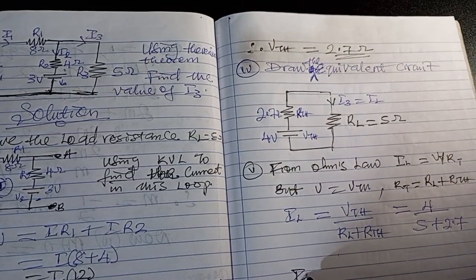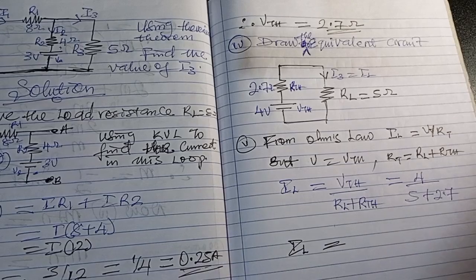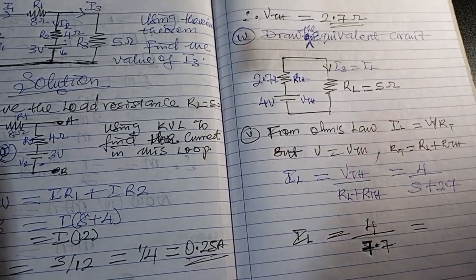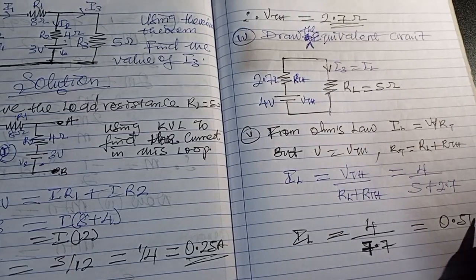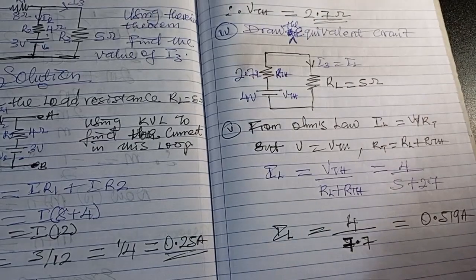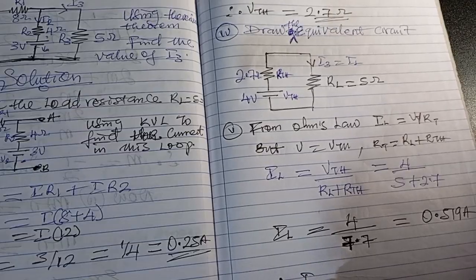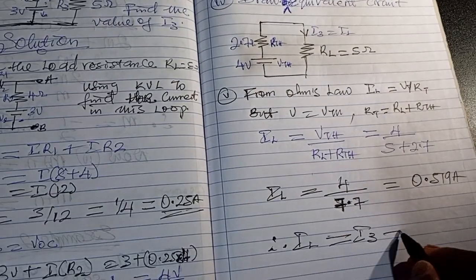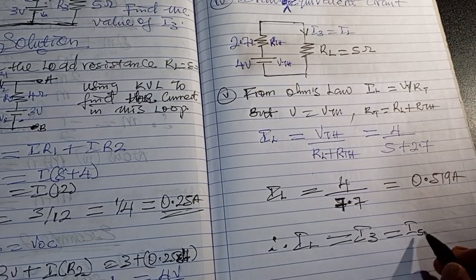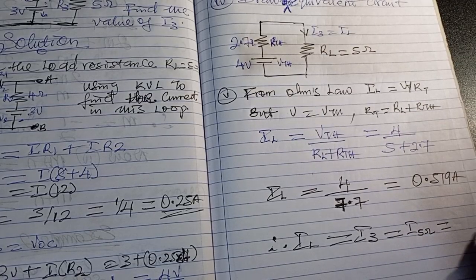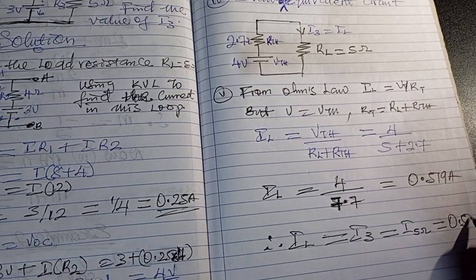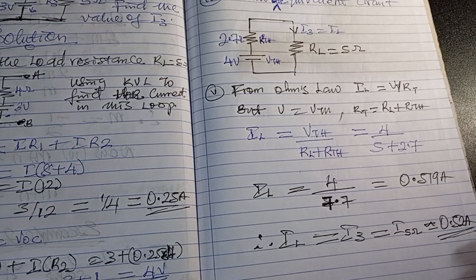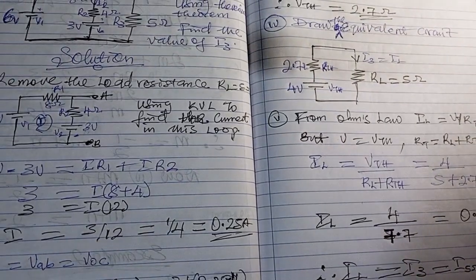So that IL is equal to 4 divided by 7.7, 0.519 ampere. Okay, therefore IL, which is the same as I3, which is also the same as the current through the 5 ohms, is equal to 0.52 ampere approximately. Okay, 0.52 ampere. So that is how you can solve this problem.